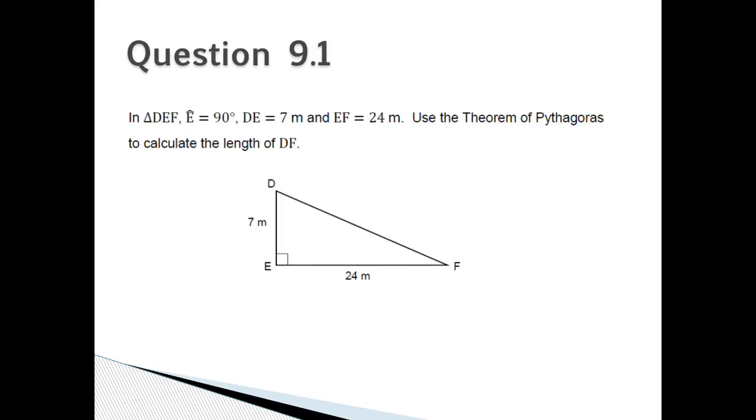Question 9.1. In triangle DEF, angle E is 90 degrees. DE is equal to 7 meters and EF is equal to 24 meters. Use the theorem of Pythagoras to calculate the length of DF.